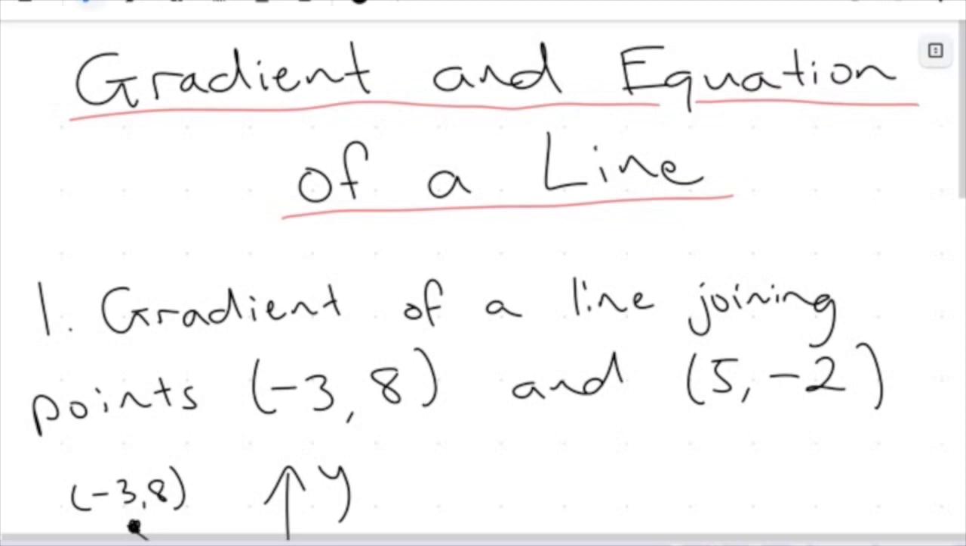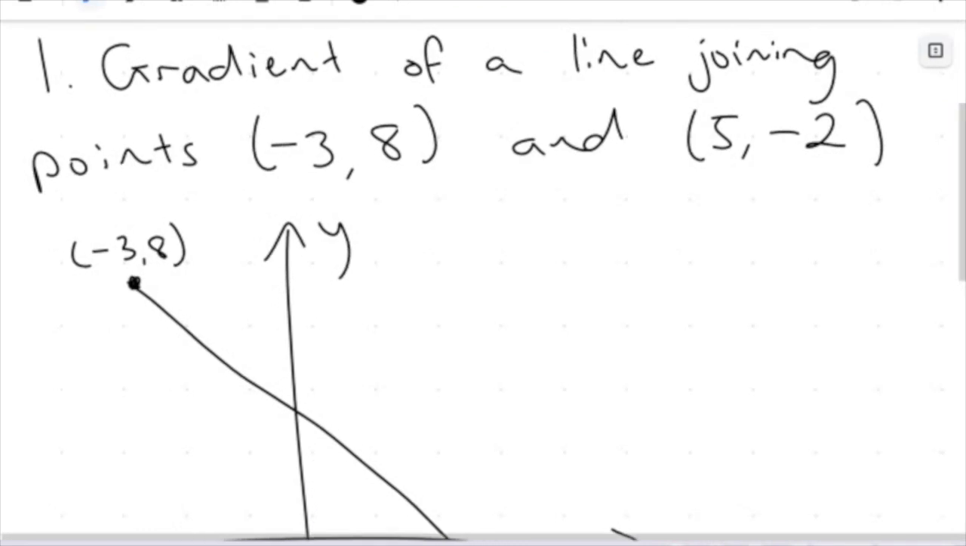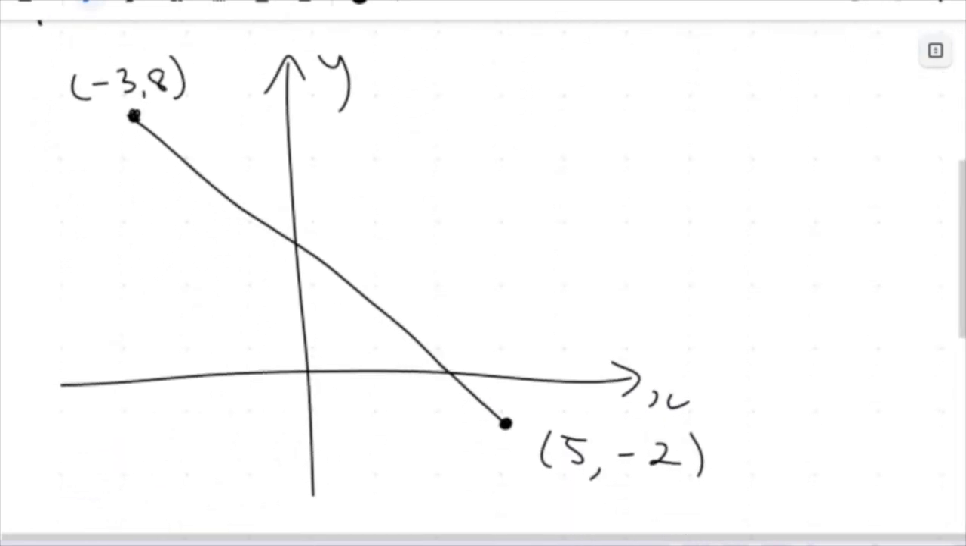Now, jumping straight in, we want to do some practice questions. The first one's going to be on the gradient of a line, and the next two are going to be slowly building up to equations of a line with greater difficulty as we go. Now, we want to find the gradient of the line joining the points (-3, 8) and (5, -2).